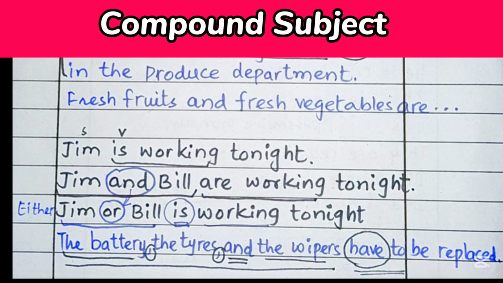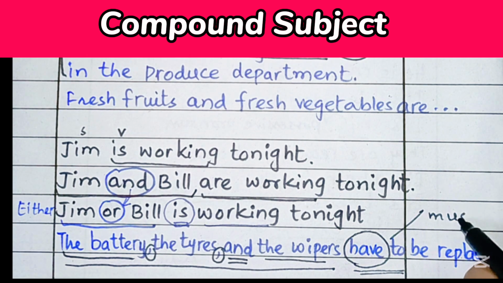So have to is actually a replacement of must. We know that. So this is in passive voice structure. The battery, the tires and the wipers have to be replaced, means must be replaced. So we know that have to is an equivalent of must.